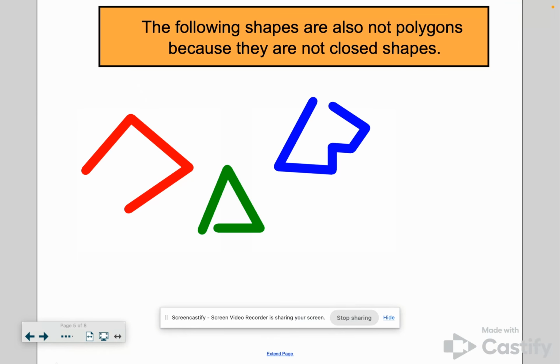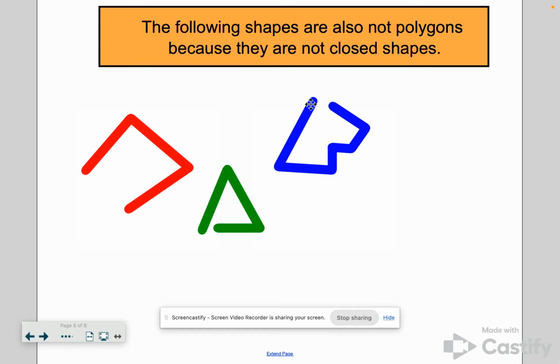The following shapes you see on the screen now are also not polygons because they are not closed shapes. So they are made up of straight line segments, which I can trace, but it's not a closed shape because it's missing this piece here. So if I was tracing it with my finger, I can't get back to where I started from.